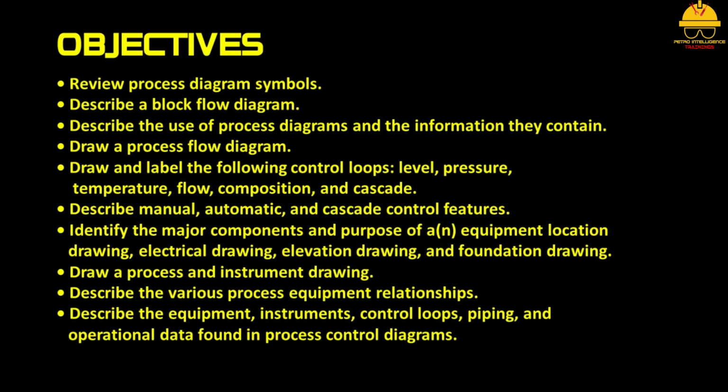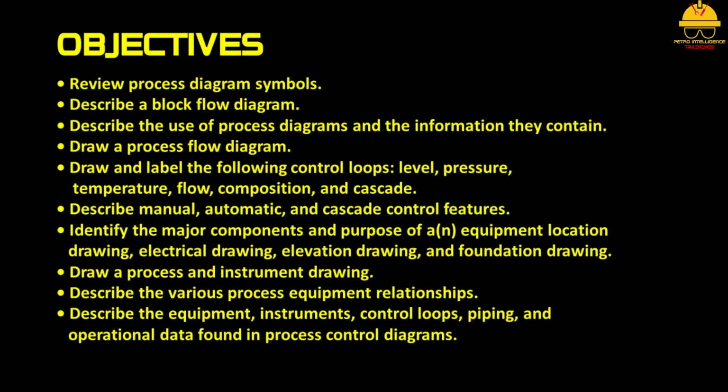describe the use of process diagrams and the information they contain, draw a process flow diagram, draw and label the following control loops: level, pressure, temperature, flow, composition, and cascade. Describe manual, automatic, and cascade control features.